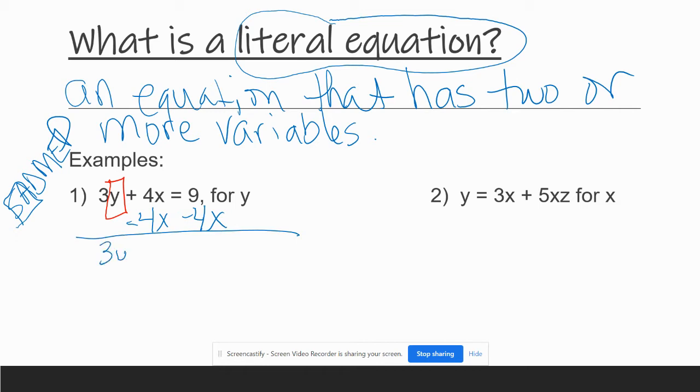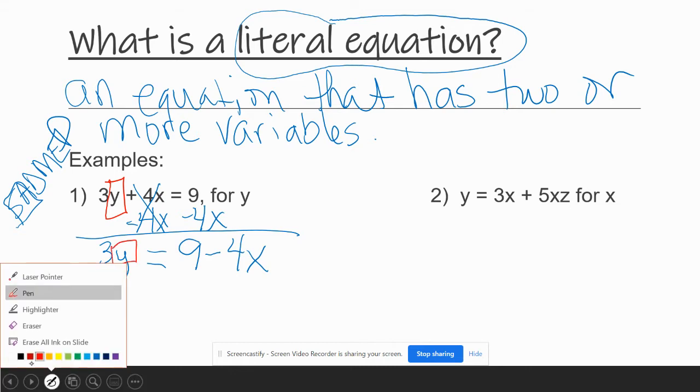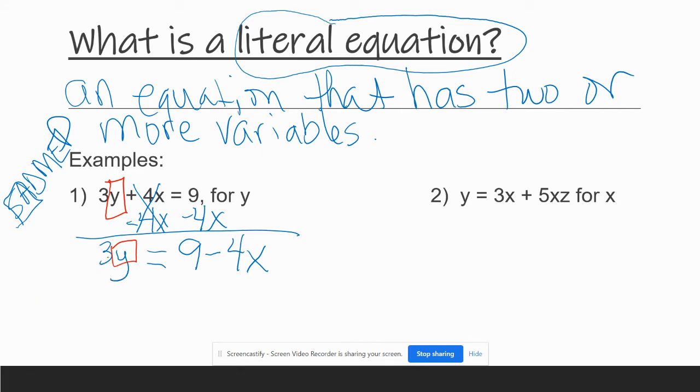We have our 3y. 4x minus 4x adds to 0. And then remember, 9 and 4x are not like terms, so I can't actually subtract 9 minus 4. So we'll leave it as 9 minus 4x. Still have that y that's cemented down here. We don't want it to move. That makes our next step to get the 3 to the other side. Right now it's 3 times y, so the opposite is to divide by 3.